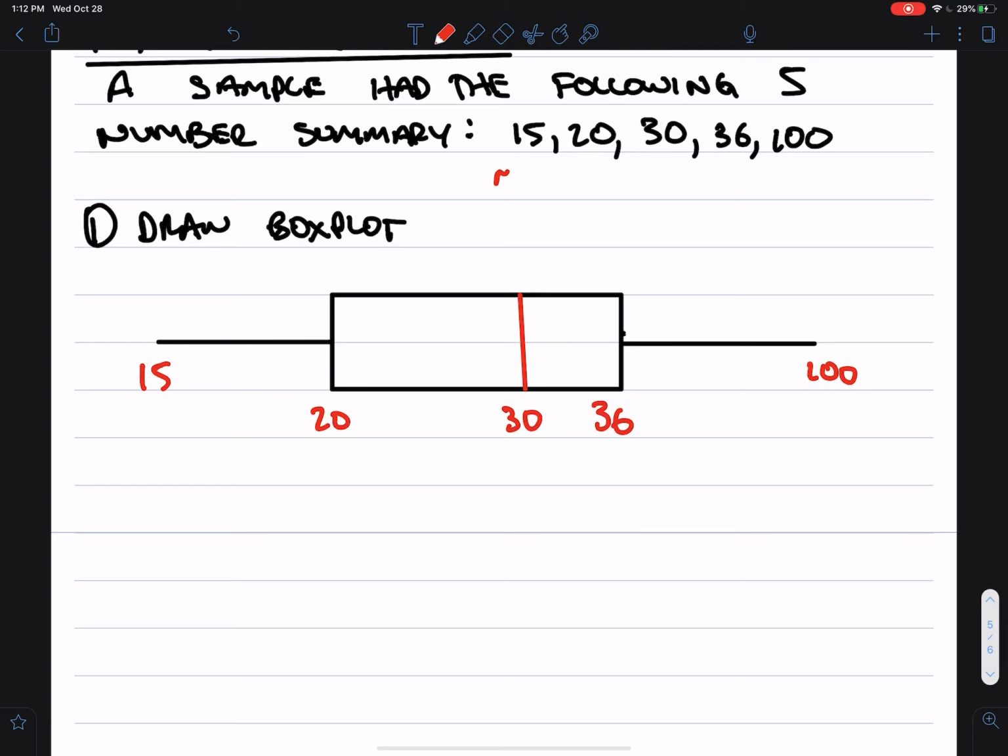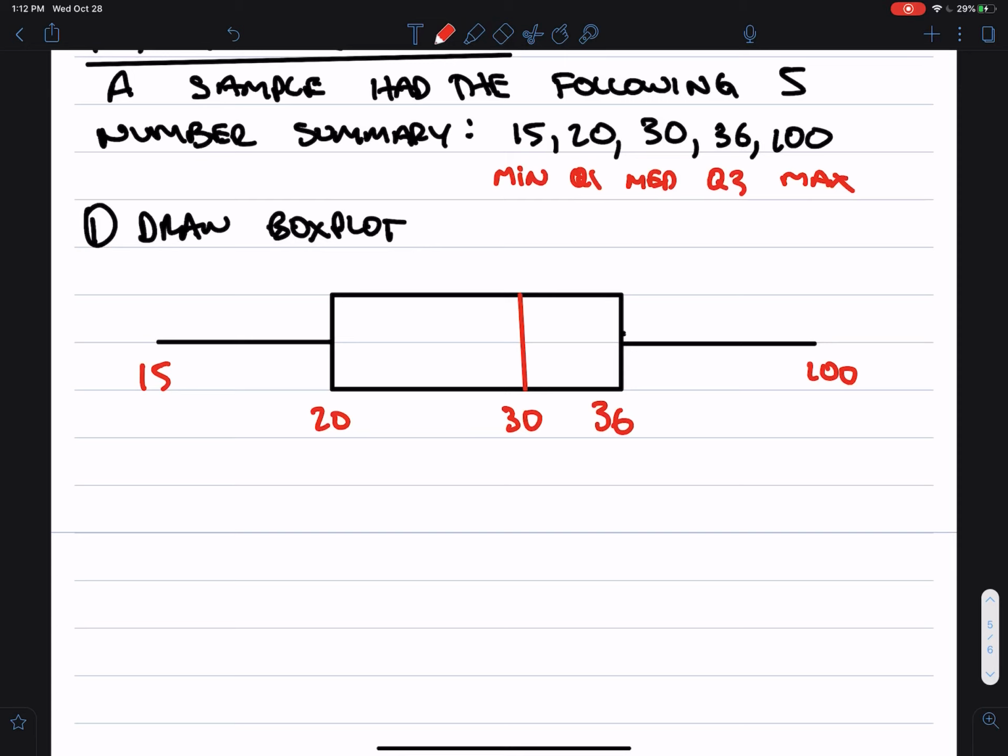So again, this is the min. This is the Q1. This is the median. This is the Q3. And then this is the max. So we did the box plot.